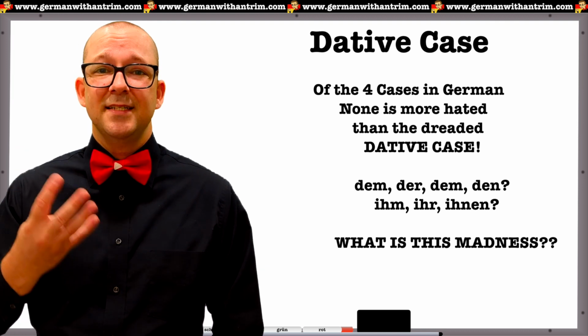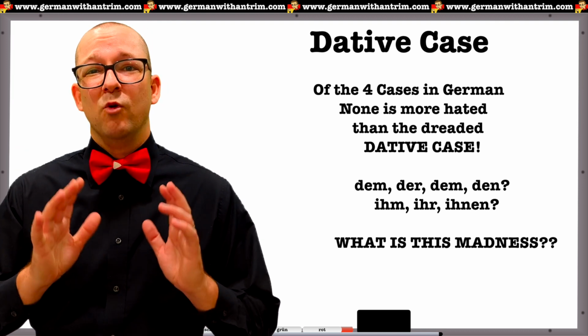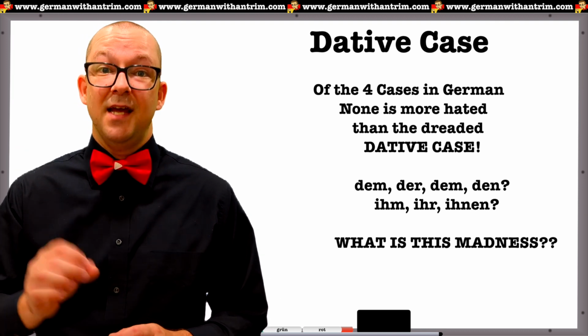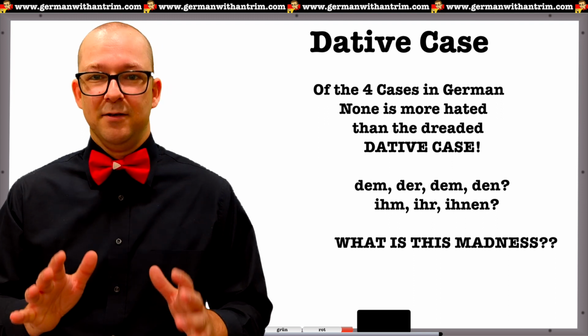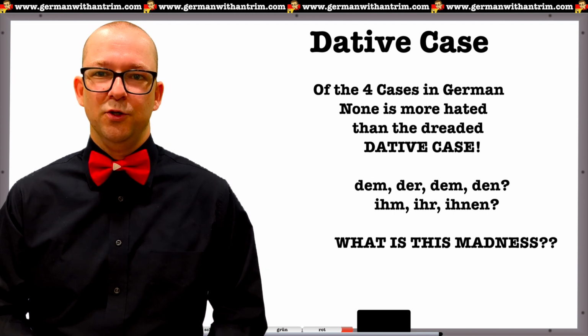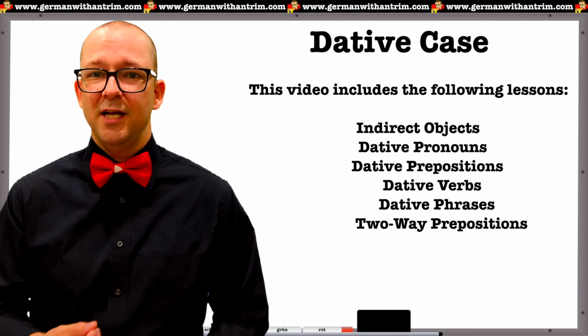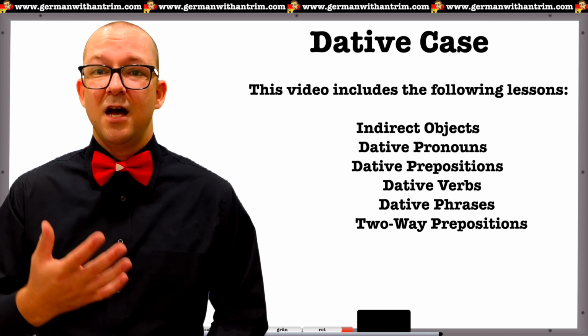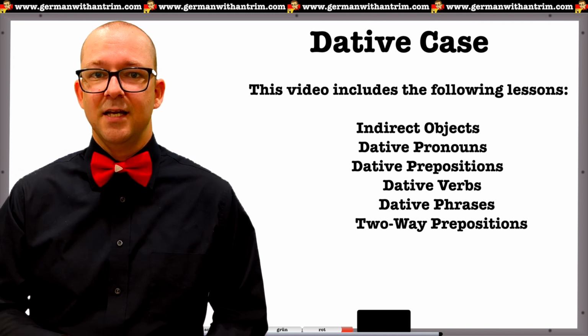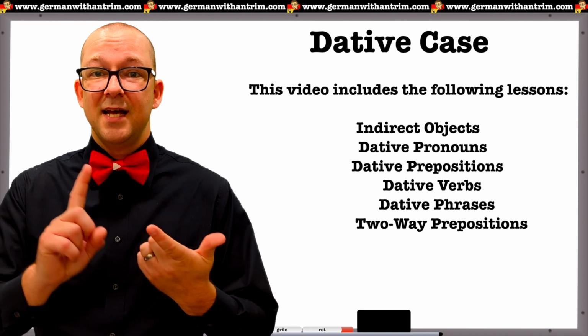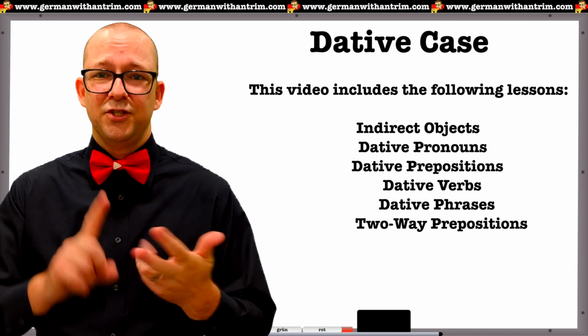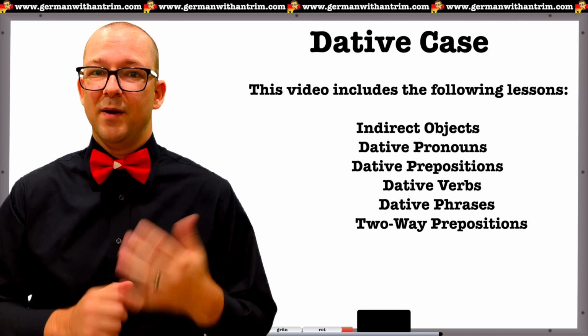There are 4 cases in the German language, but none is more hated by German learners than the dative case. I have made many videos about the dative case in my years on YouTube. This video that you're currently watching is a compilation of 5 videos about the various parts of the dative case. This includes indirect objects, dative pronouns, dative prepositions, dative phrases, and two-way prepositions.